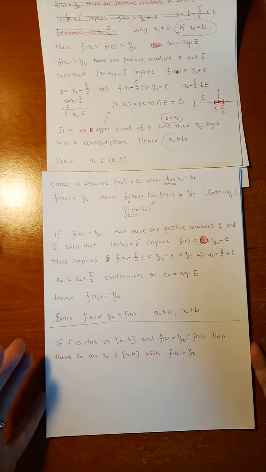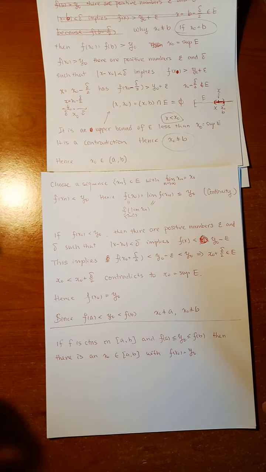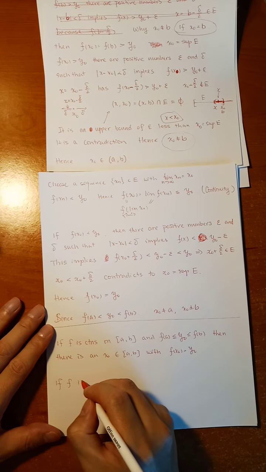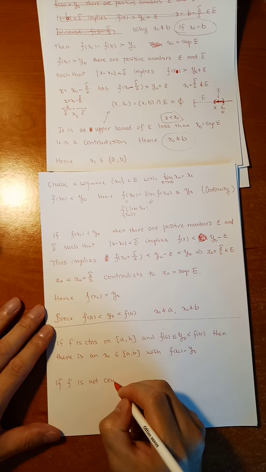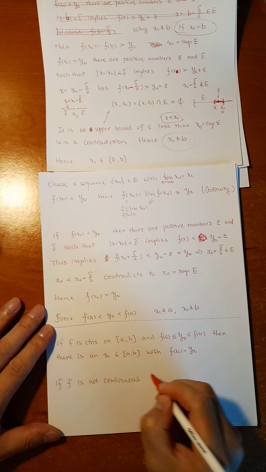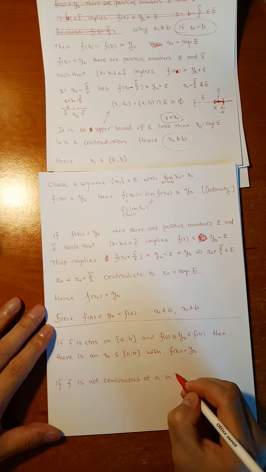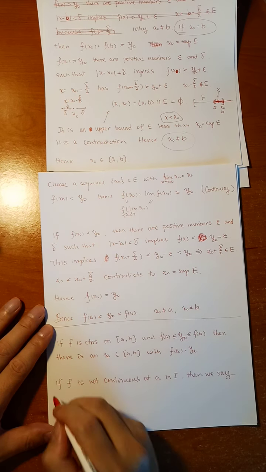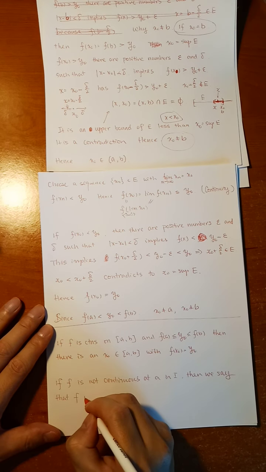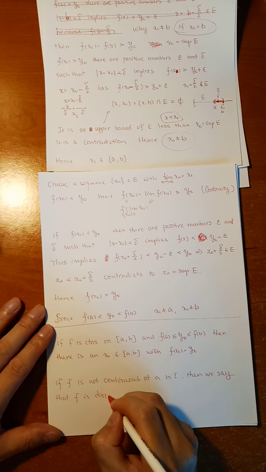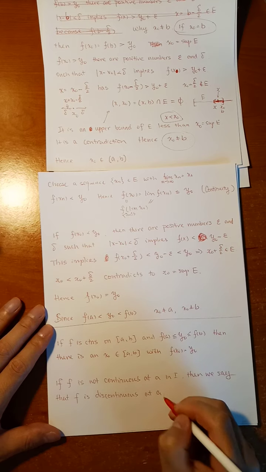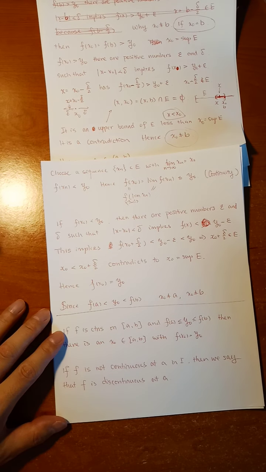We have continuity. What is continuous? Then what is discontinuous? If it's not continuous, then it's discontinuous. So if f is not continuous at a in I, then we say that f is discontinuous at a. Discontinuous, just not continuous.